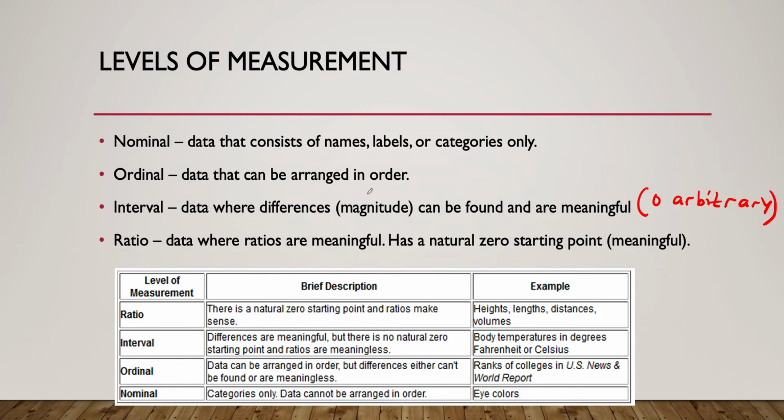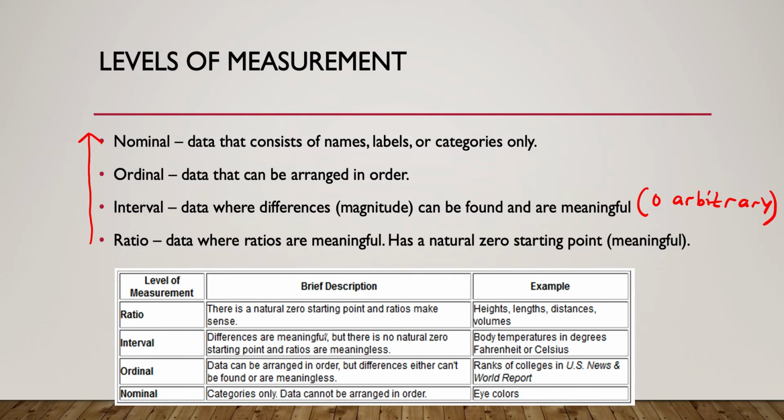But it also has an order, and names, and labels, and categories. Likewise, a ratio, that's data where ratios are meaningful. It has a natural 0 starting point that's meaningful. And it has differences in magnitudes, and order, and labels, and categories, and names. So the higher up that we go on this list, each of these levels of measurement still maintains the ideas presented below it, which is also described in this table down over here.